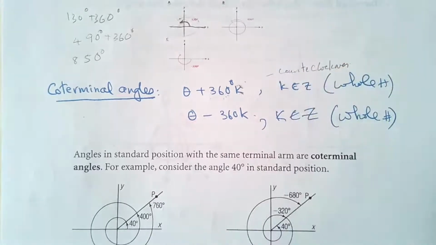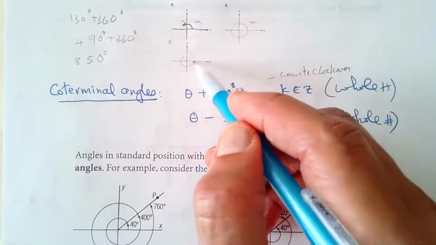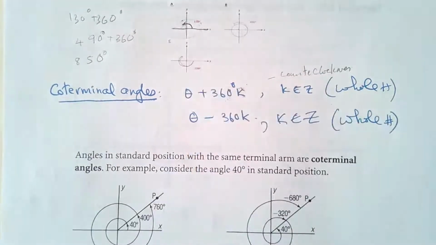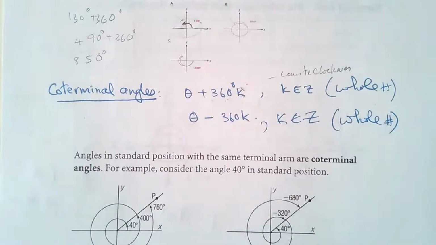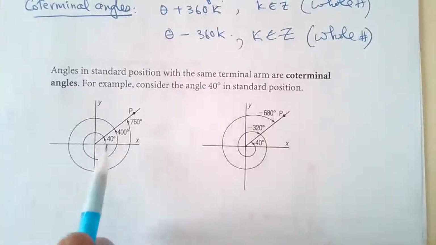Now, if you go into the clockwise position, you subtract. You're starting from the bottom here and you're going down. It's negative already, so whatever angle you have there, you will continue to subtract. Let's look at a couple of examples.